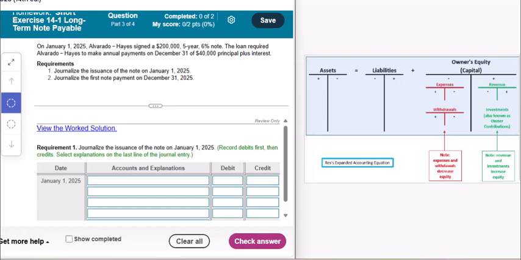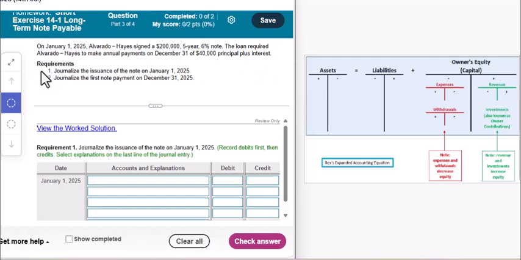Short exercise 14-1, long-term note payable. So on January 1st, 2025, Alvarado Hayes signed a $200,000 5-year 6% note. The loan required Alvarado Hayes to make annual payments on December 31st of $40,000 principal plus interest.